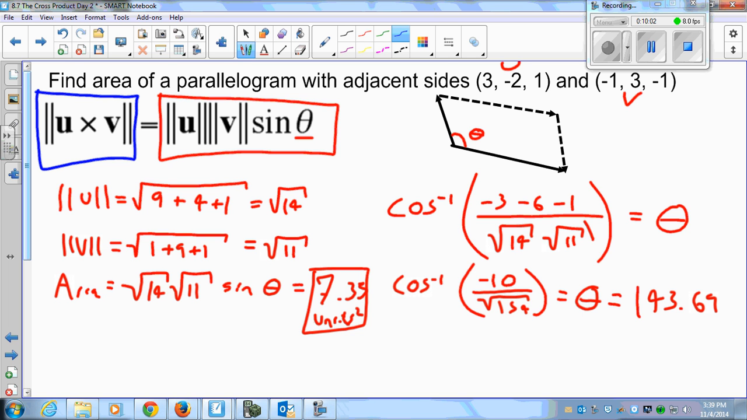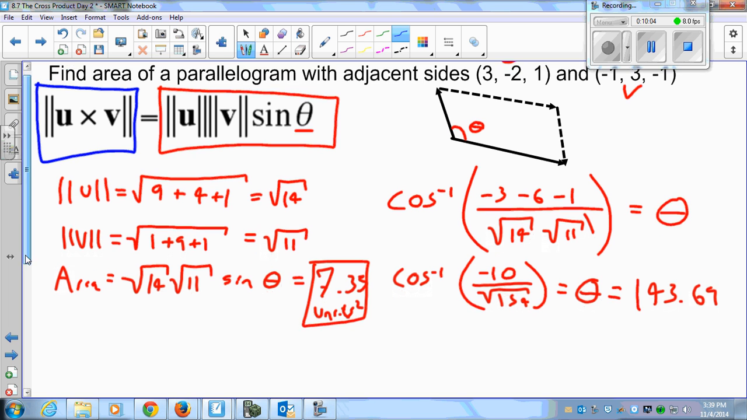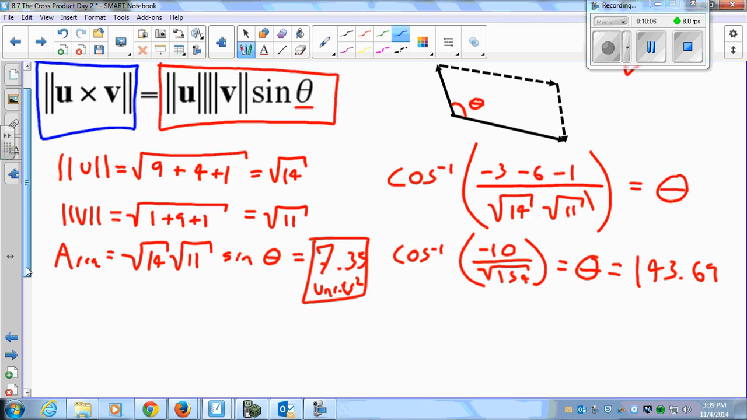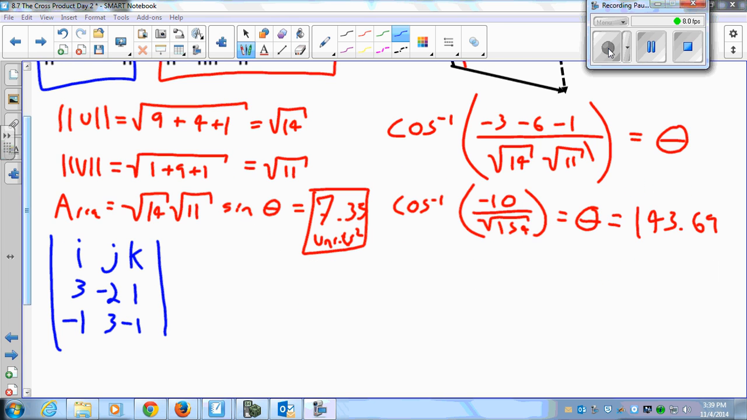I'll do this in the blue. So I set up my 3x3 determinant here. I'm going to go ahead and write out the work here, and I encourage you always to show as much work as possible so you can get partial credit if somewhere along the lines you mess that up. Notice I'm making sure I subtract my j determinant here. So I'm setting this up.